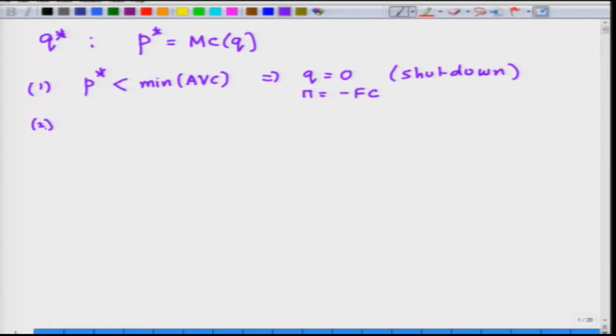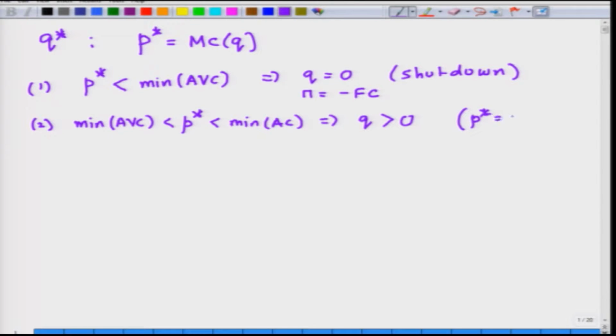For a price which is between the minimum average variable cost and the minimum average cost, right, when the price is greater than the minimum average variable cost, the firm is making enough total revenue to pay for its variable inputs. So, in that condition, the firm will produce some positive quantity of output, and the amount of output that it produces is based on the rule price equals marginal cost. So, we compare the price with the marginal cost to figure out this output Q, which is greater than 0, but the profit that it gets is going to be negative.